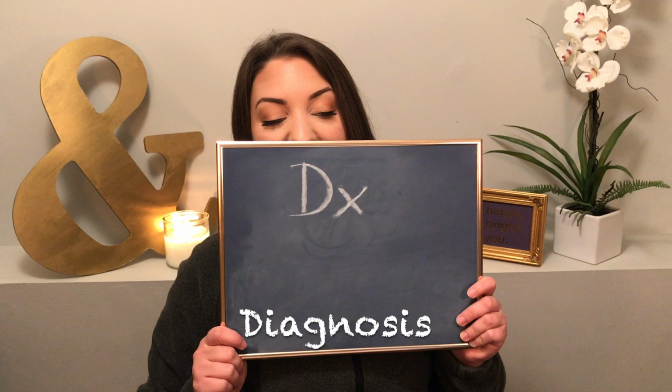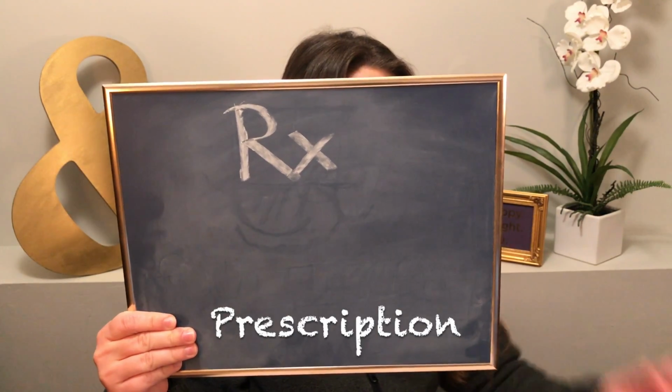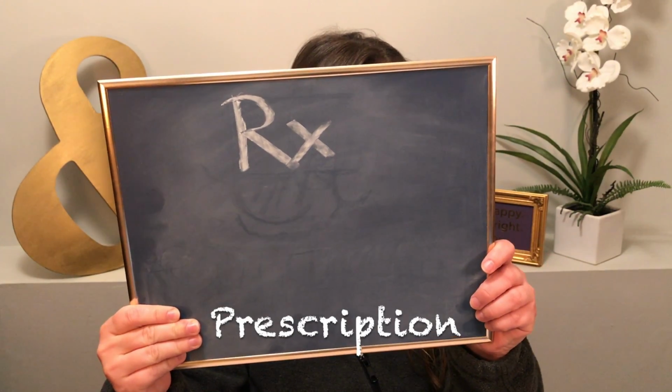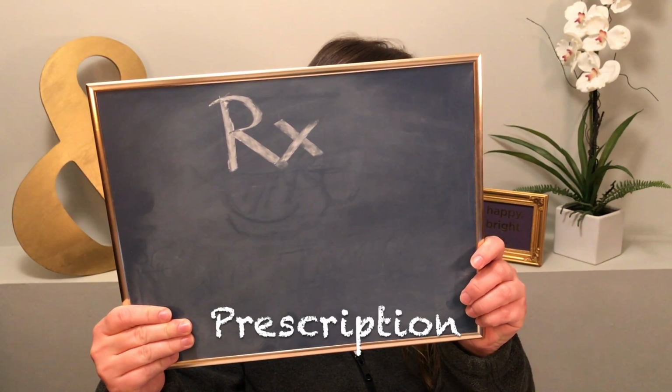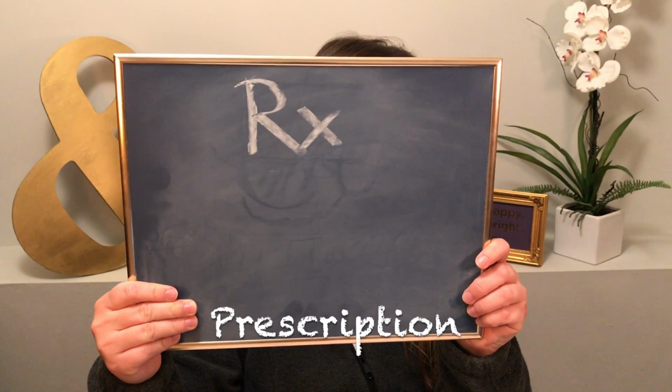So the next one we have is DX, and that means diagnosis. So whatever the patient was diagnosed with, we would use DX if we were putting that in the chart anywhere. And then we've got RX, which is completely different, even though it almost looks the same. This is for prescription. I'm sure you guys have seen this before anywhere on a prescription bottle or on a paper prescription.